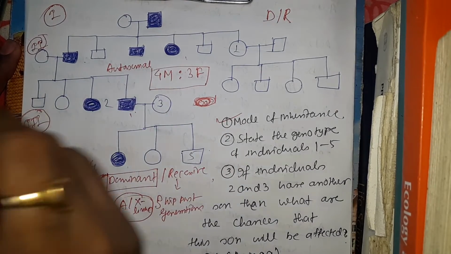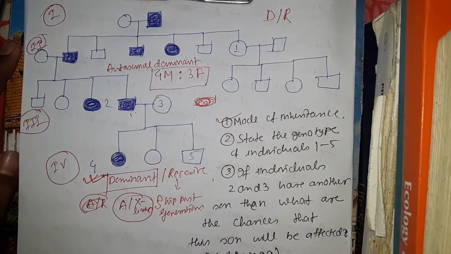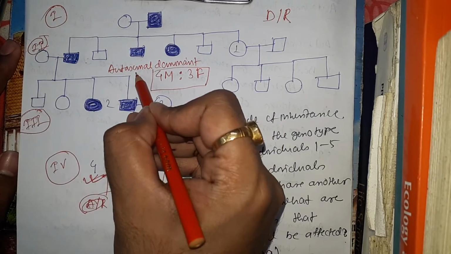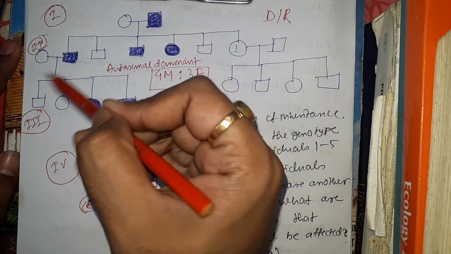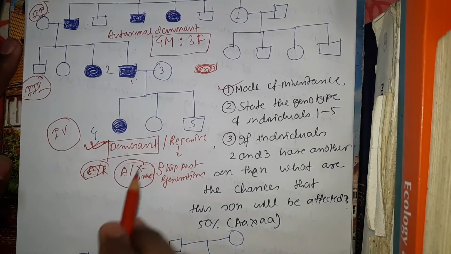So what we can conclude is that it is an example of autosomal dominant. Why dominant? Because there is no skipped generation. Why autosomal? Because the trait is equally distributed among sexes. So I hope it is clear. Then let's move to the next question.